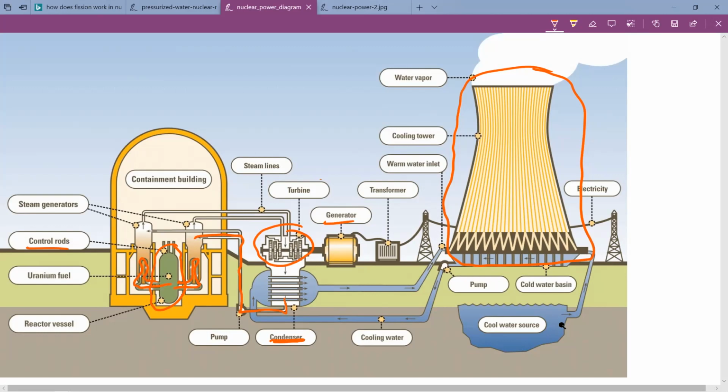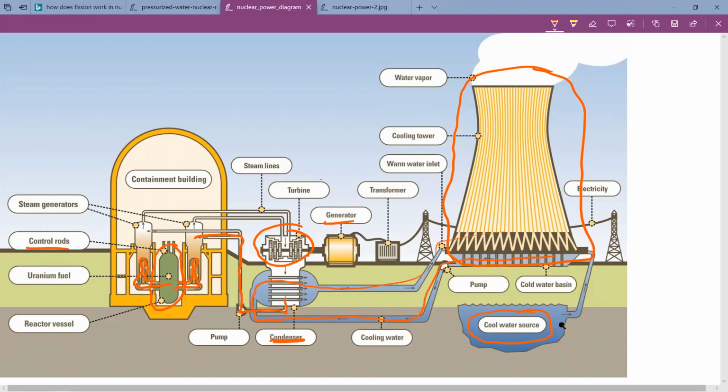Now, in the case of this big silo system, this is using some cool water source, maybe a well. I think that the ones on the Great Lakes use water from the Great Lakes. I think there's one on or near Saginaw Bay that uses water from Saginaw Bay, but I'm not 100% sure on that. And in this case, the cool water is pumped through the condenser.